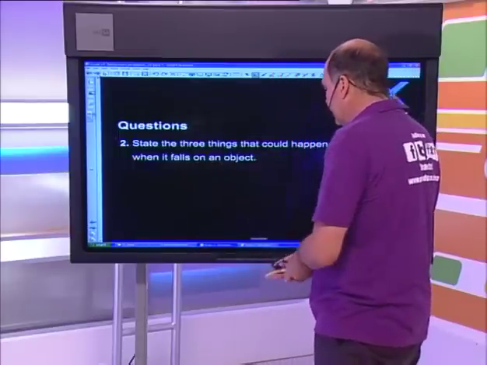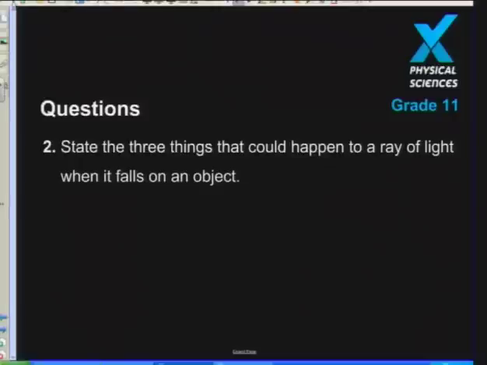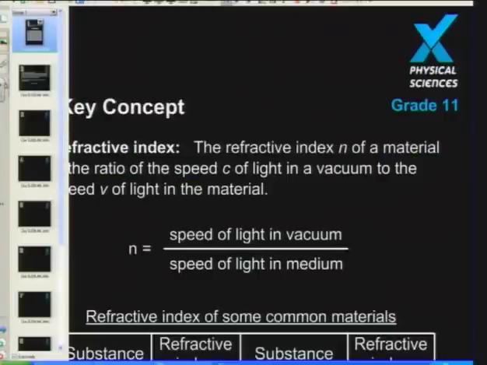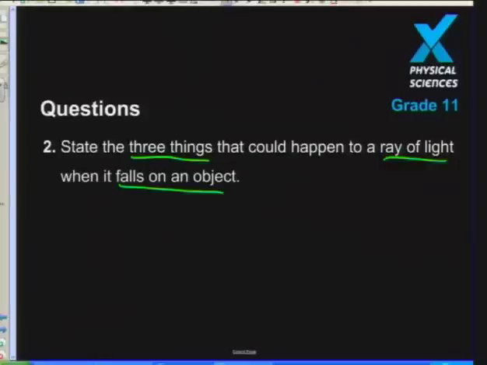Notice what it says. What we're asked to do is to state the three things that could happen when a ray of light, beam of light, falls on an object. Well, it depends on what type of object. So let's just get to our correct piece of information there. It depends on what sort of object we've got.